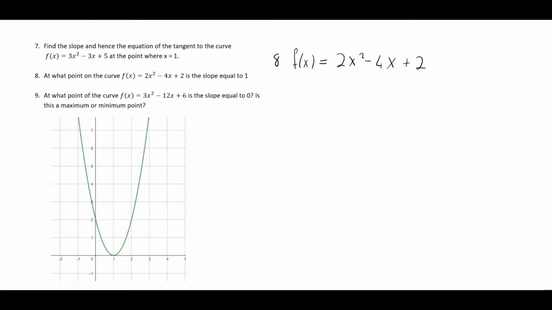So for this question 8, we're going to be finding at what point on the curve f(x) is equal to 2x squared minus 4x plus 2 is the slope equal to 1. So what we're going to do is differentiate this, make it equal to 1, because we know it's the general equation of our slope, and then we're going to solve for x.